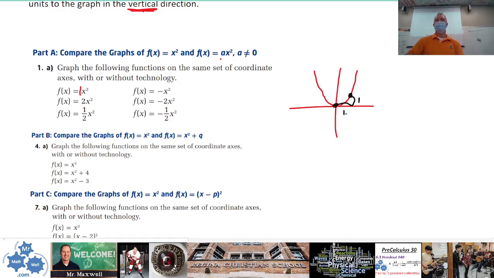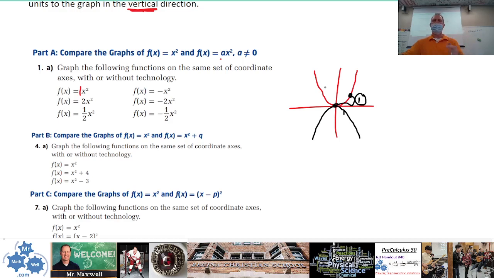The a value is dictated by how far you move after you move over 1 unit. How far do you have to move? This is the a value. Over 1, up a. Over 1, down a would be a negative a. So here we go. A negative x squared. Guess what? That is a parabola with a normal width that opens down. Negative a.